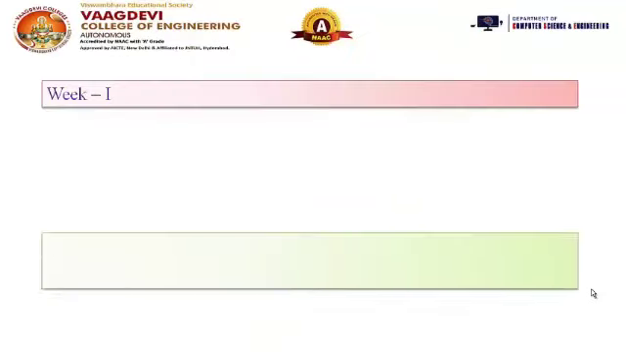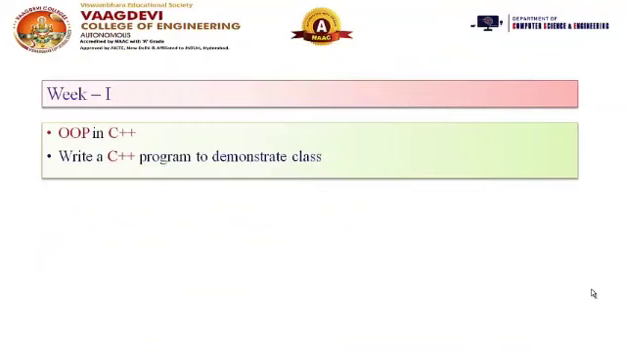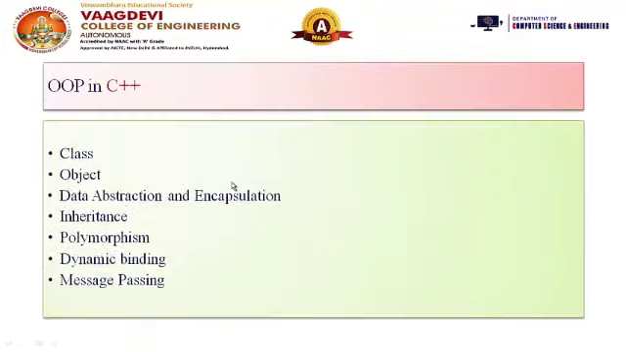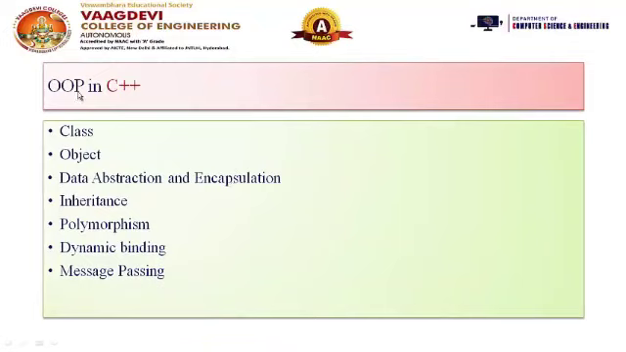In this session, we'll be seeing about Introduction to Object-Oriented Programming and a program to demonstrate on class. Object-Oriented Programming in C++. Object-oriented programming is a set of methodologies using which large complex programs can be developed easily. So these are the set of rules which are used to develop complex programs in an easy way.